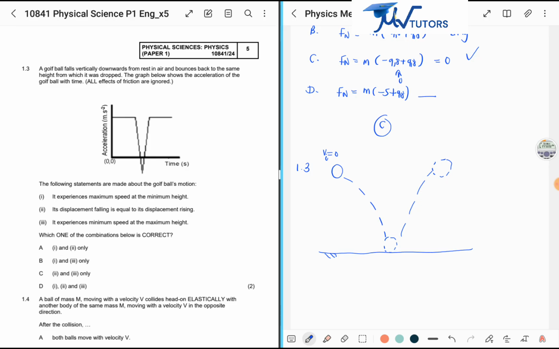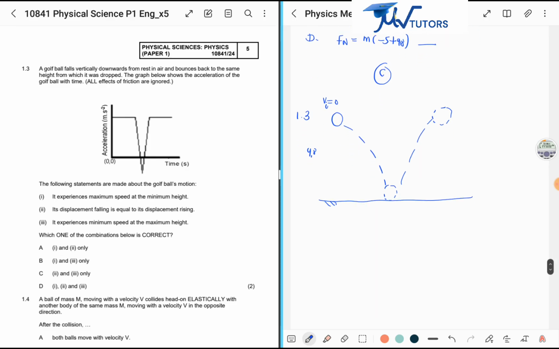The graph below shows the acceleration of the golf ball with time. Yes, acceleration is always constant, right? We have acceleration as 9.8 meters per second squared. But as soon as it touches the ground, that's where you have that dip. So it's constant, and where you have a bounce, that's where you have the dip. That's how you normally illustrate that. All effects of friction are ignored.